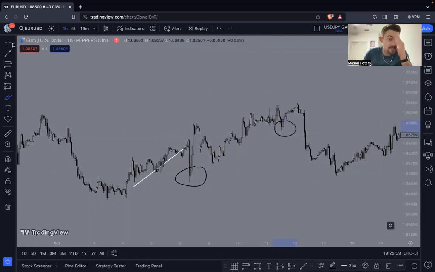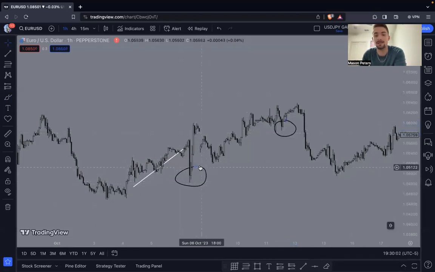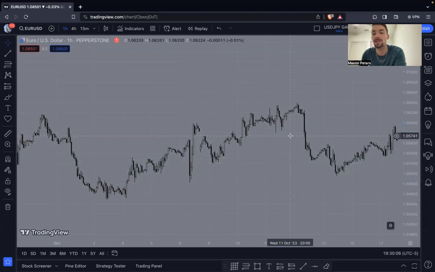That is why you do not get greedy. That is why you don't let your emotions take over, because you get greedy and then you lose and then you just can't do it.